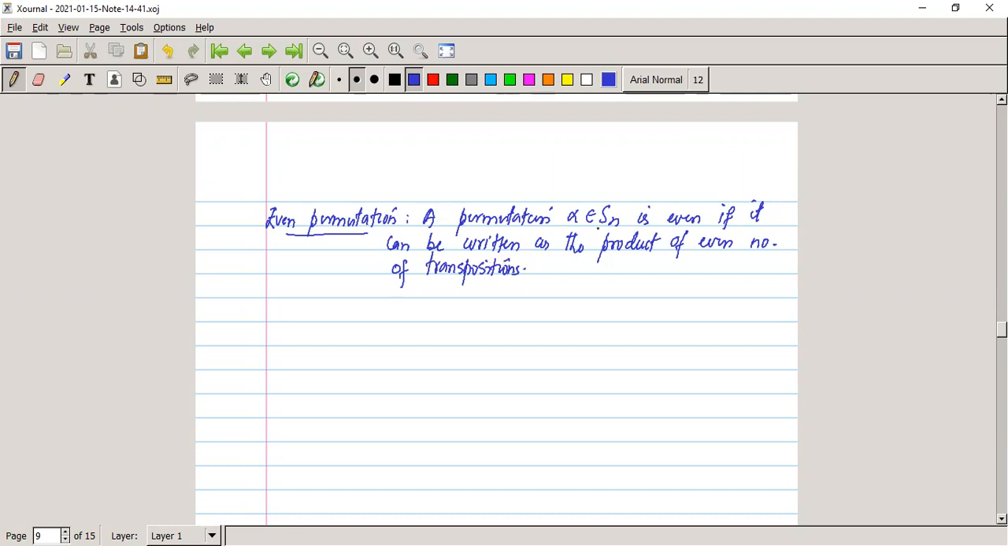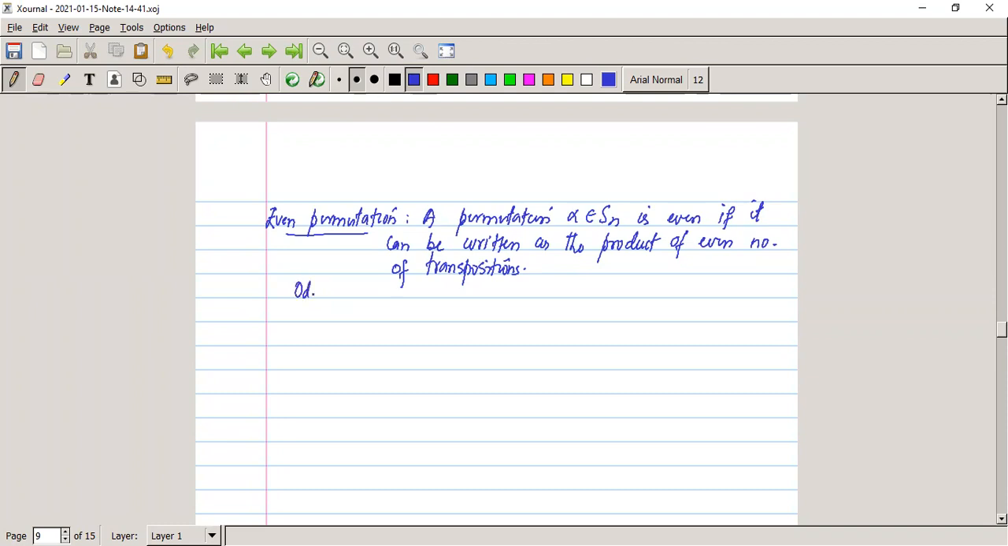Since we have already seen that every permutation in Sn can be written as a product of disjoint cycles, and we already know that every cycle can be written as a product of transpositions, it means that every permutation in Sn can be written as the product of transpositions. So now if the number of transpositions in this permutation alpha is even, then we call this alpha an even permutation.